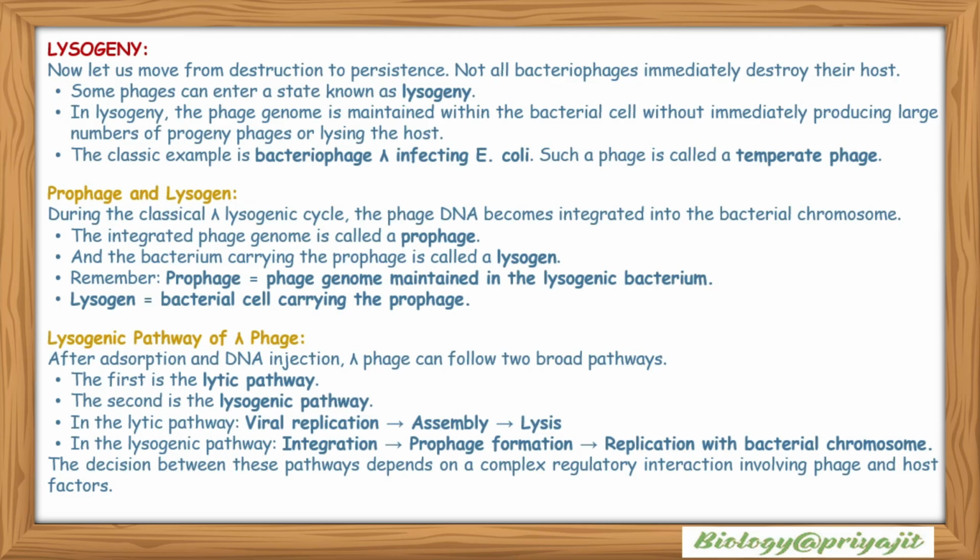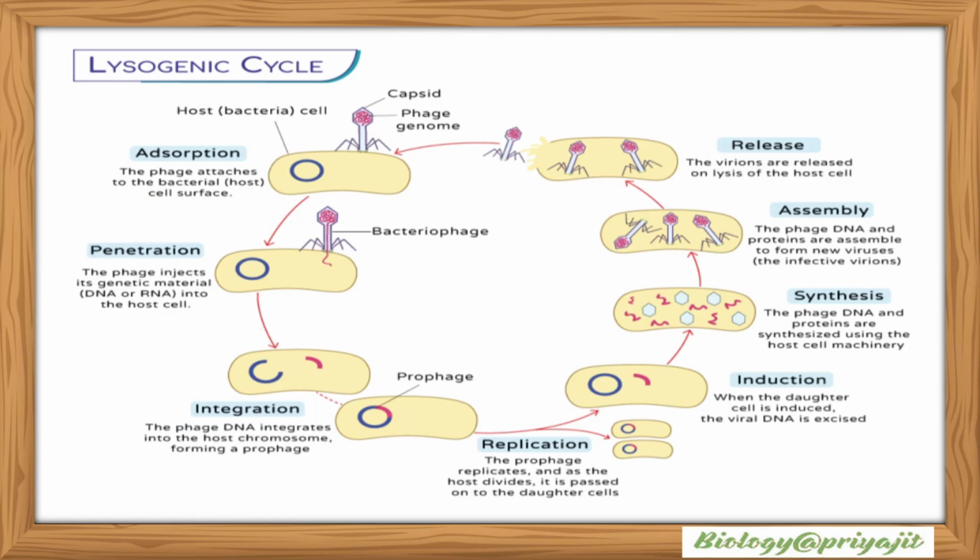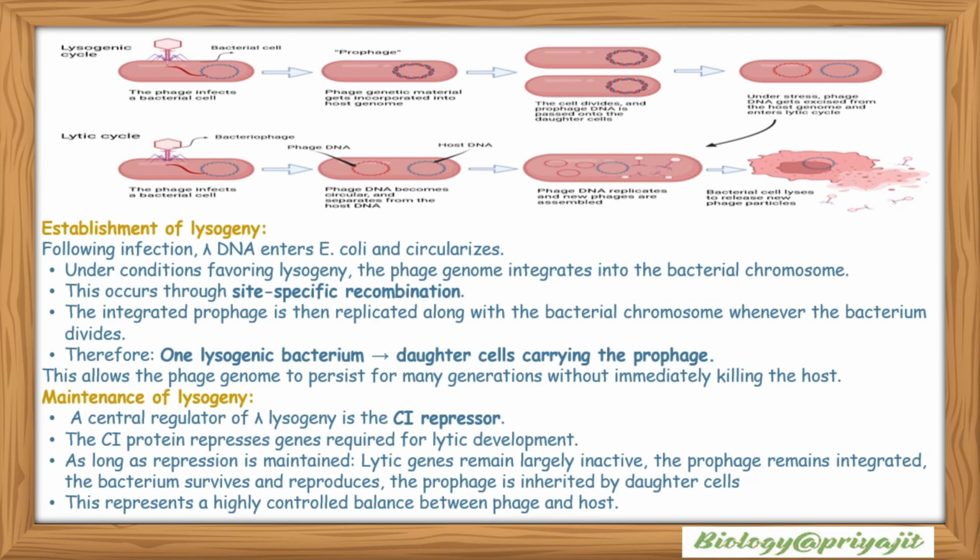In the lytic pathway, viral replication, then assembly, then lysis. But in the lysogenic pathway, integration, prophage formation, and replication within the bacterial chromosome. So this is the image showing the lysogenic cycle within the bacterial cell. Establishment of lysogeny: following infection, lambda DNA enters E. coli and circularizes under conditions favoring lysogeny. The phage genome integrates into the bacterial chromosome. This occurs through site-specific recombination. The integrated prophage is then replicated along with the bacterial chromosome. Whenever the bacterium divides, therefore, the lysogenic bacterium produces daughter cells carrying the prophage.